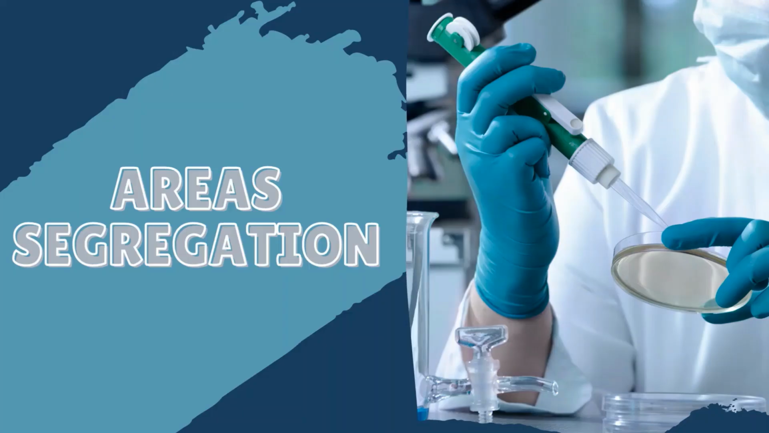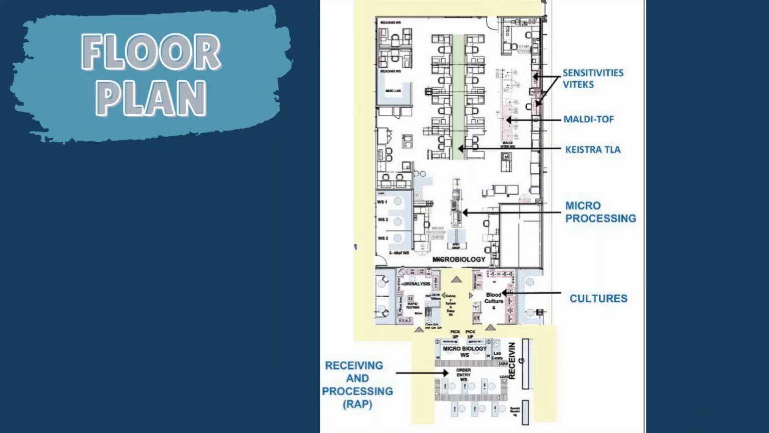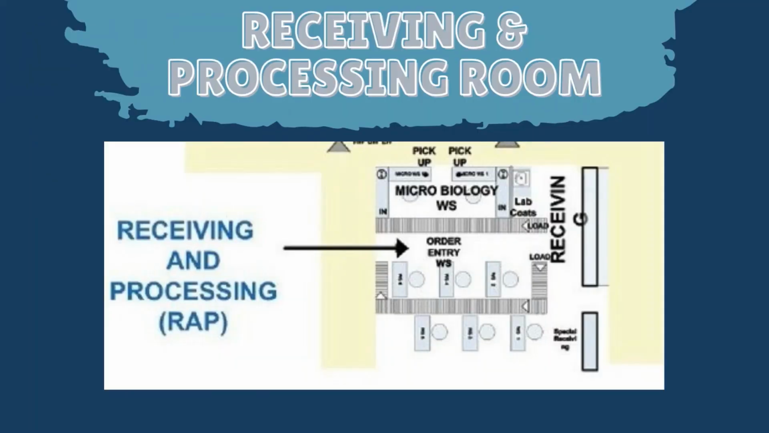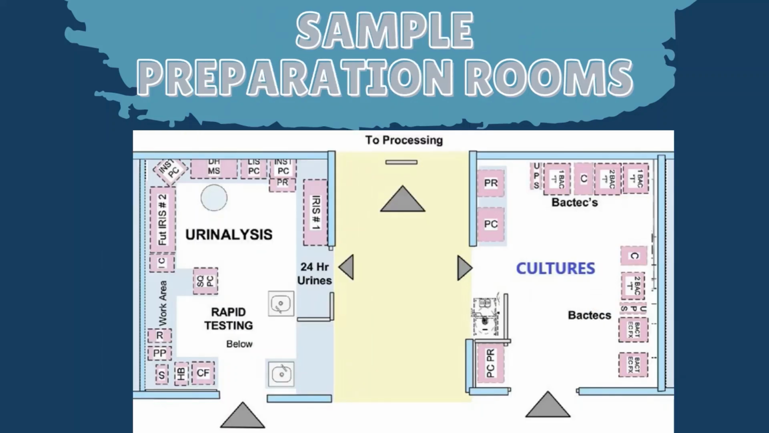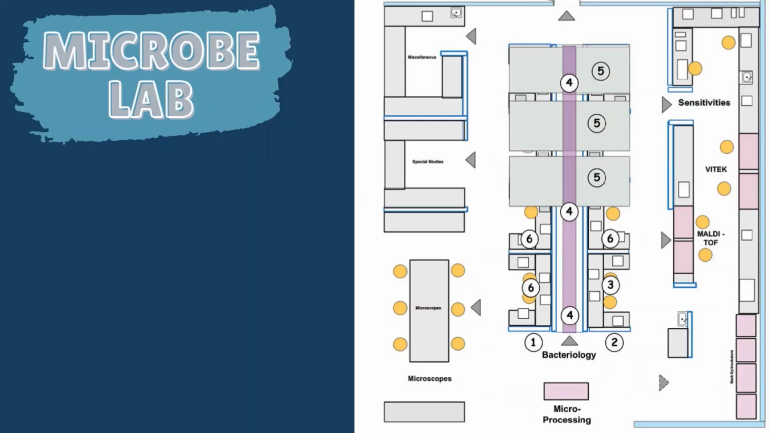Proceed with segregation of areas. Here is the full floor plan for the microbiology lab. First is the receiving and processing room where all specimens are received, accessioned and divided. Then the sample preparation room, having a culture room to culture bacteria and a urinalysis room for urine testing. And this is the microbiology lab where bacteria identification tests, bacteria growth observation and bacteria susceptibility testing are done.